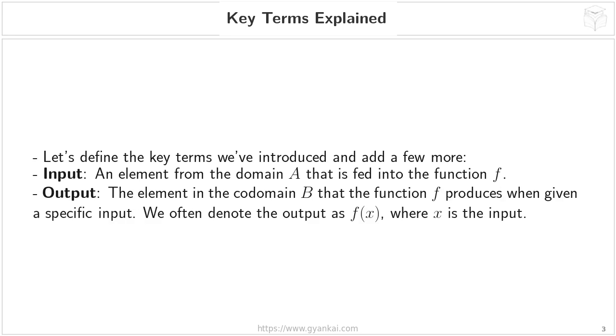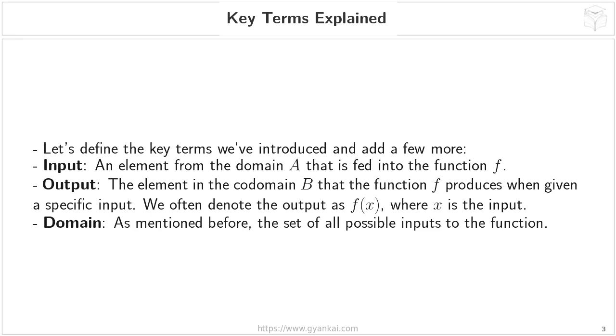Next is output. The output is the element you get from the codomain after applying the function to a specific input. So, if you put something into the function, the output is what comes out. We commonly write this as f(x), which means the value of the function f when the input is x. Think of f(x) as the result you get when you substitute x into the function.